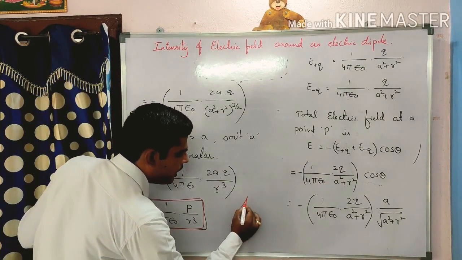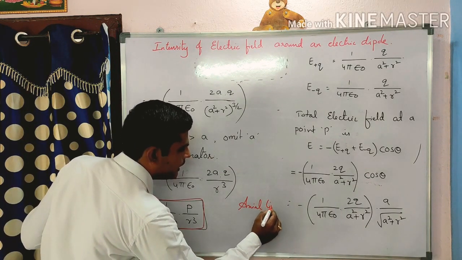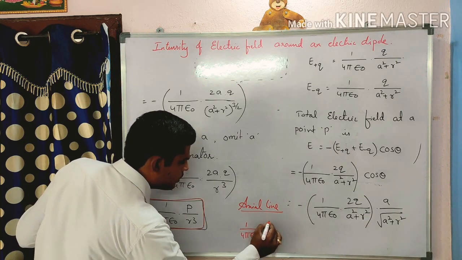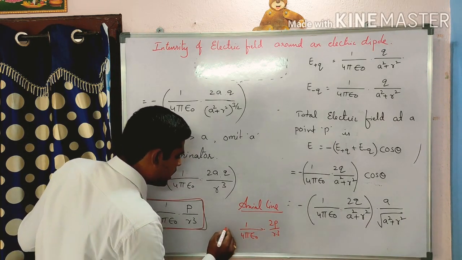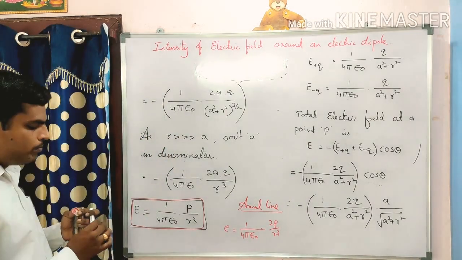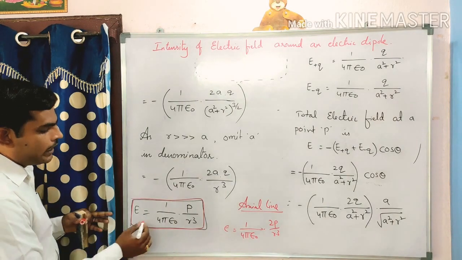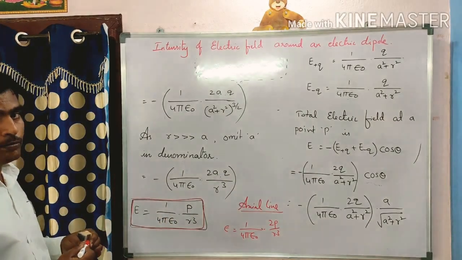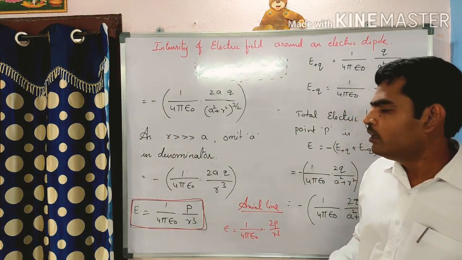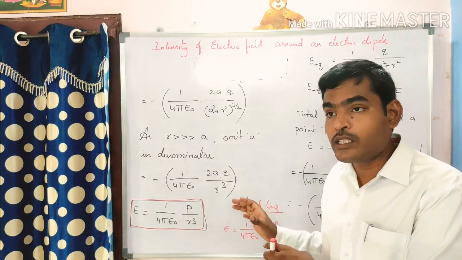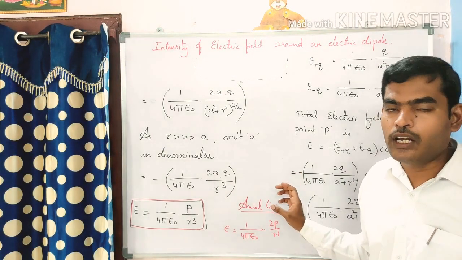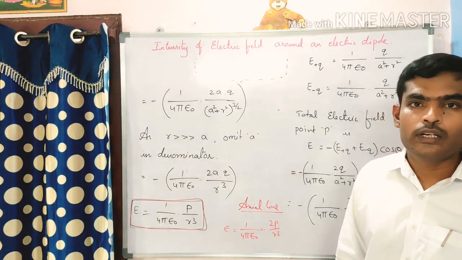On the axial line, how much did you get? There is a difference on the axial line, which is important for numericals: it is 2p by r cube. On the equatorial plane, it is p by r cube. I hope you understood. These two are the most important long answers, and with respect to numericals also, these are the most important formulae: electric field on the axial line as well as electric field on the equatorial plane. Thank you very much.